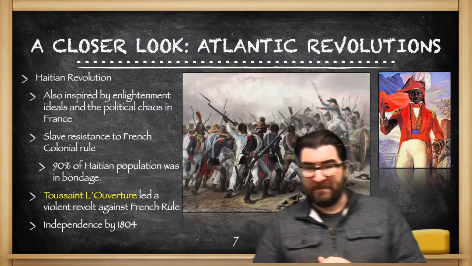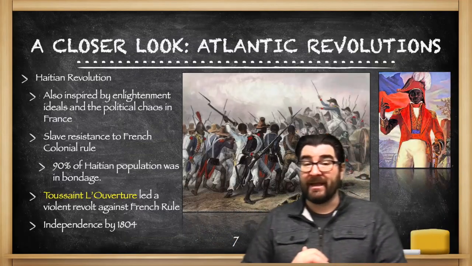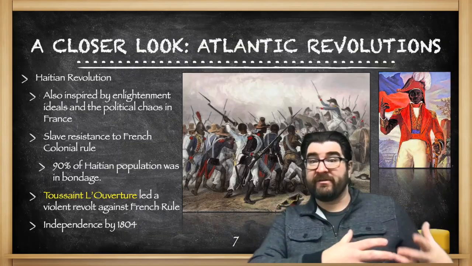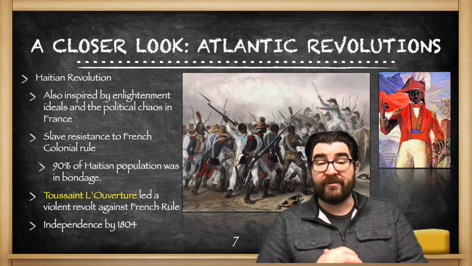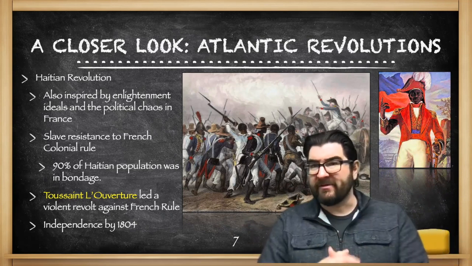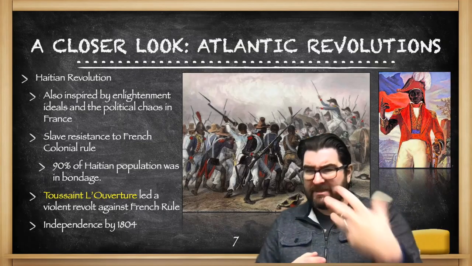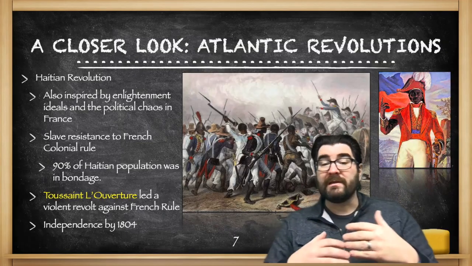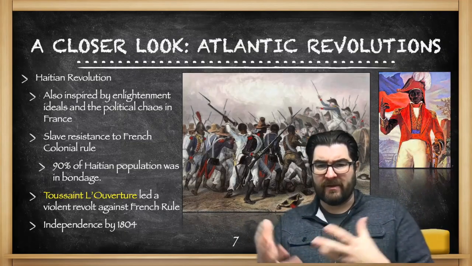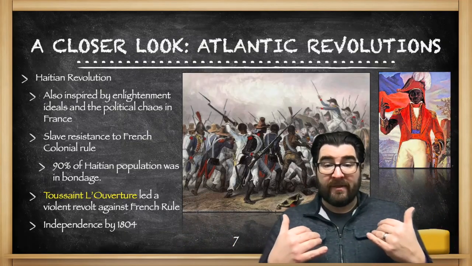Let's look at the Haitian Revolution, also inspired by Enlightenment ideals and the political chaos that was happening in France. Haiti, or what becomes Haiti, was the French colony of Saint-Domingue, and it was one of the most important and profitable colonies of the French Empire that was largely made up of enslaved Africans. 90% of the population was enslaved. In the 1790s, Toussaint Louverture will lead a violent revolt against French rule. And after a series of conflicts, not only against the French, but eventually the British who tried to come in and take over this colony.